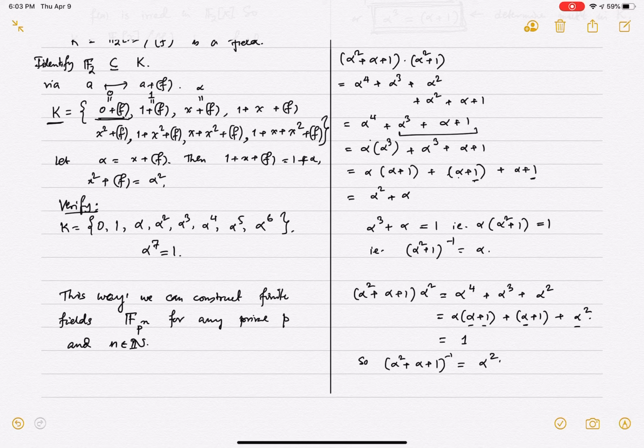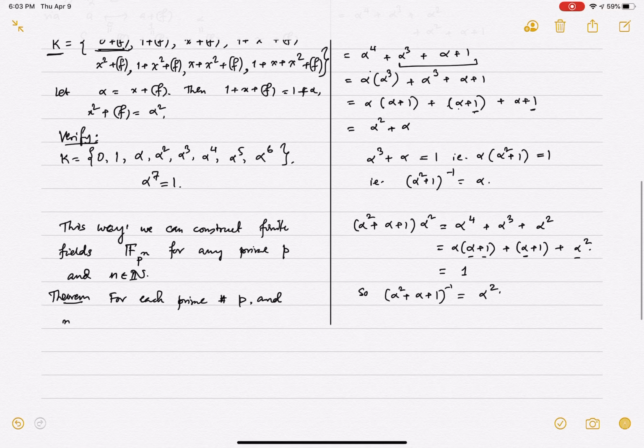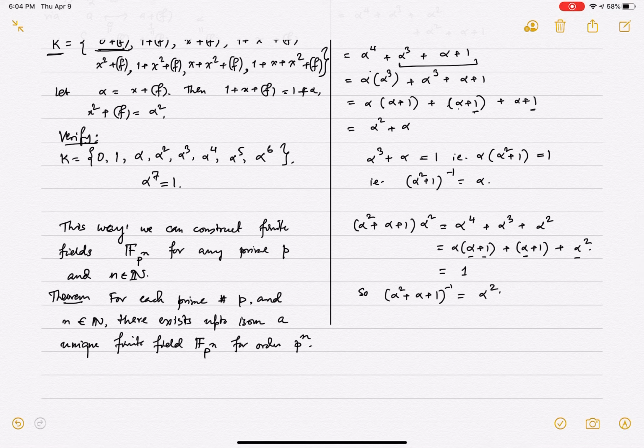And there is a fact that any finite field is one of these, meaning, theorem: for each prime number p and natural number n, there exists, up to isomorphism, a unique finite field F p to the n of order p to the n. And you just learned how to construct the one of order 8.